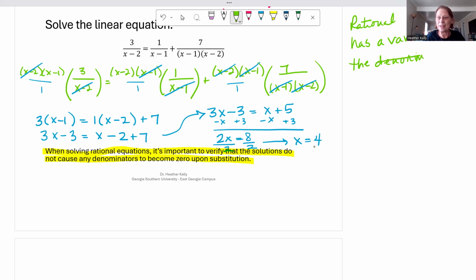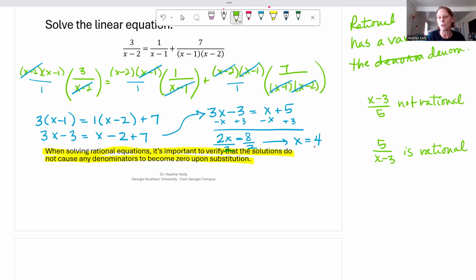Denominator, D-E-N. If there's a variable in the denominator, then it is a rational function. So something like x minus 3 over 5 is not rational. That's not considered rational in the algebraic sense. But 5 over x minus 3 is rational. And that's what I mean.